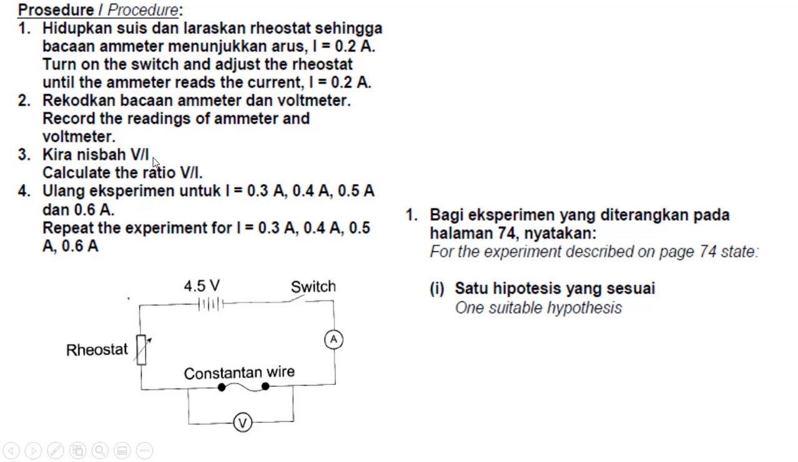So you calculate the value, the ratio of V over I. And then you repeat the experiment with 0.3 ampere, 0.4 ampere, 0.5 ampere and 0.6 ampere. At least you have 4 repeated values, with 5 values altogether.